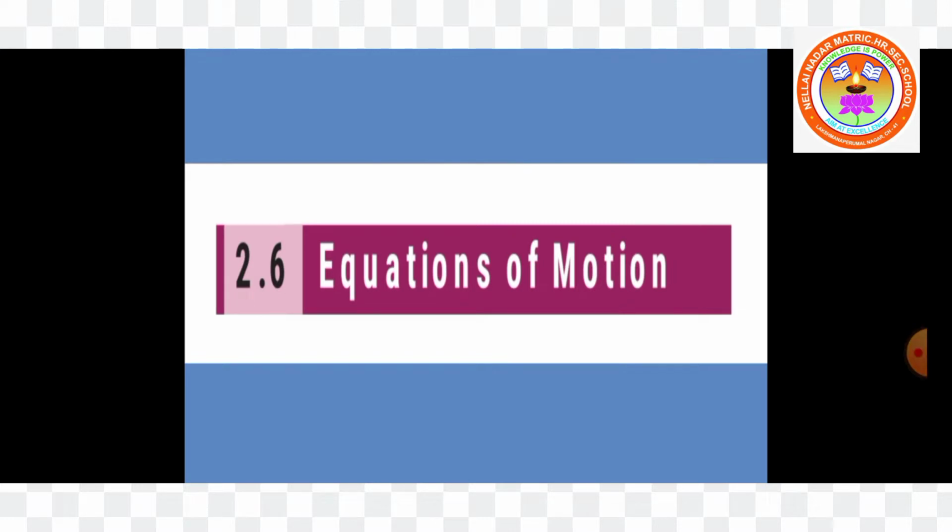Students, last class we discussed the distance time graph for uniform motion and non-uniform motion, and also we discussed the velocity time graph for uniform motion and non-uniform motion. Today we are going to discuss equations of motion.